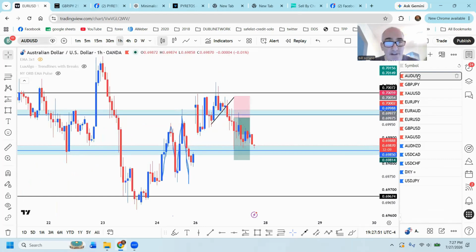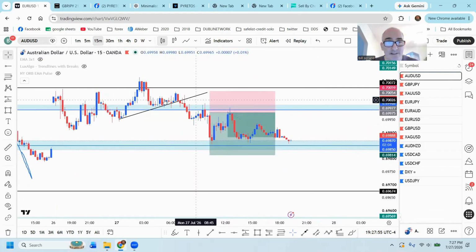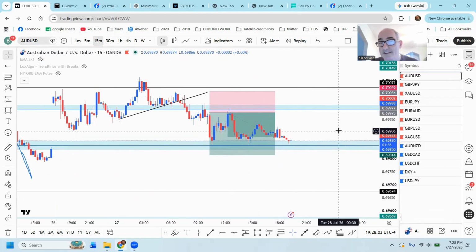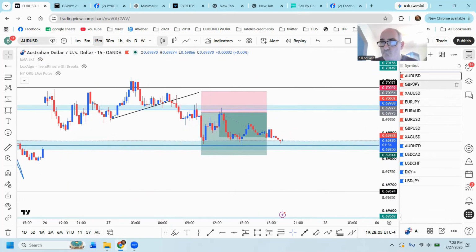This was one of them here, AUD USD. Again, let's go to the 15-minute time frame. You could see our trend line here. We get our activation. That was confirmed by the scanner. And so we got in that trade. Price is still moving down toward our target.